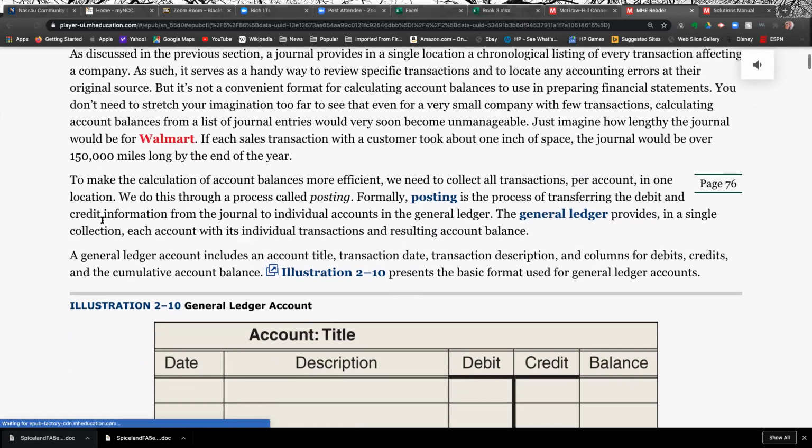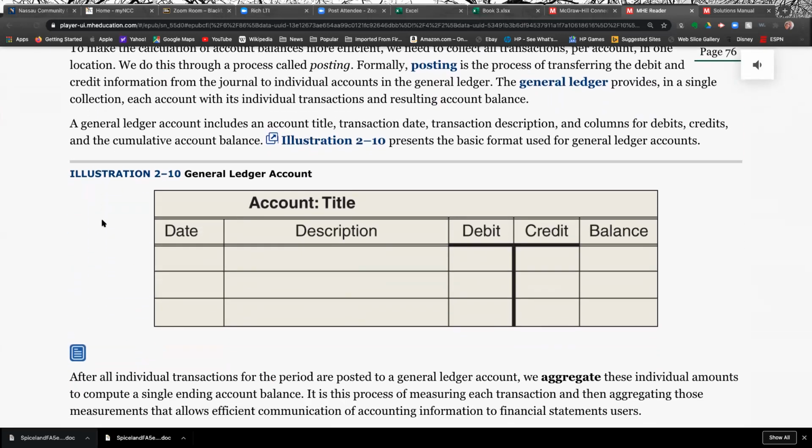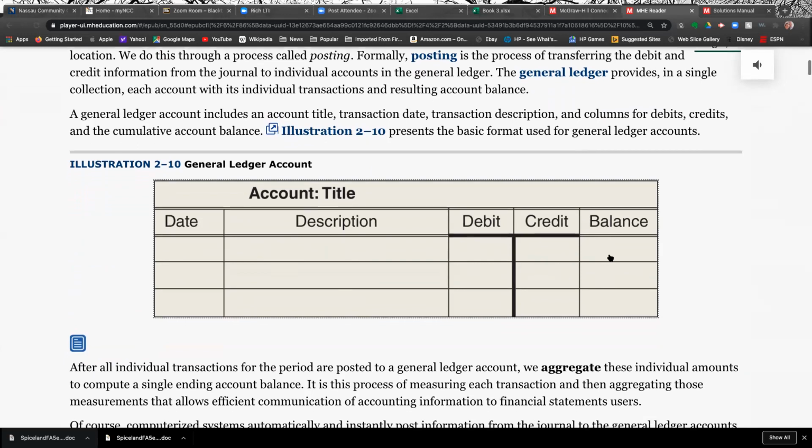Now, this is what the account looks like when you're doing your homework in Connect. This is what the accounts will look like. Here they show you the T, but what these accounts allow you to do is to keep track of the balance. So after every transaction that affects that account, you know what the balance is. In other words, how much is in that account.